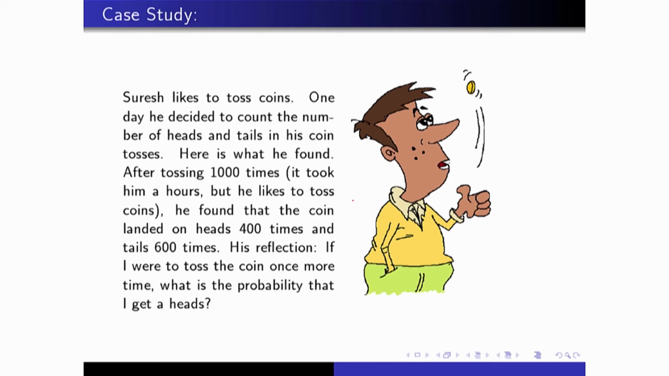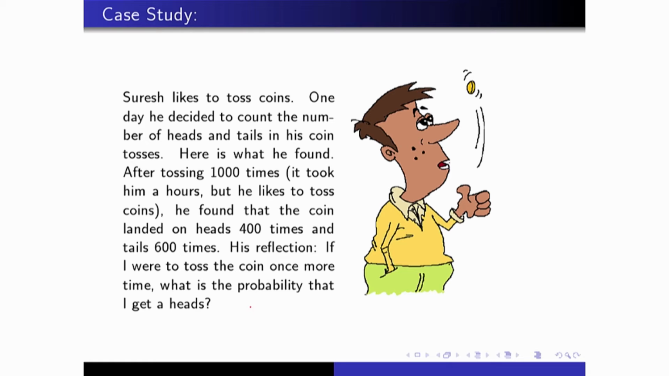So let's say Suresh likes to toss coins. He decided to count the number of heads and tails in his coin tosses. He tossed the coin 1000 times and found that the coin landed on heads 400 times and tails 600 times. So what's his reflection? If he were to toss the coin once more, what is the probability that he gets a heads?